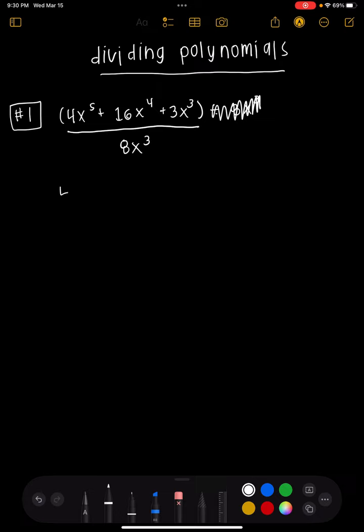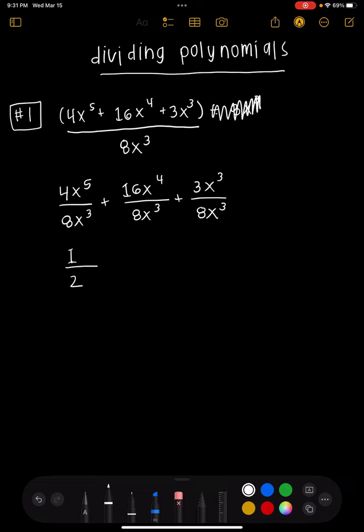So I can rewrite this as 4x to the 5th over 8x cubed plus 16x to the 4th over 8x cubed plus 3x to the 3rd over 8x cubed. And what we're going to do is simplify each chunk individually. The first thing I'm going to do is simplify the numbers in front of the x's. On my first fraction, we have 4 and 8. Those are both divisible by 4, so I can divide both of them by 4, which gives me 1 over 2.